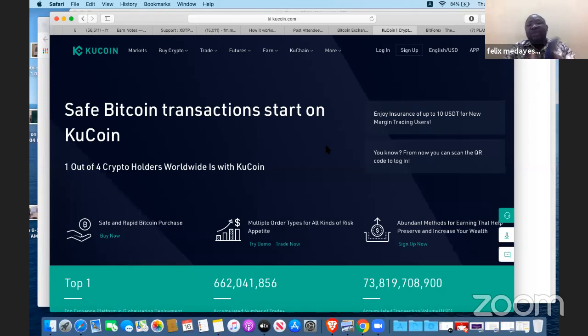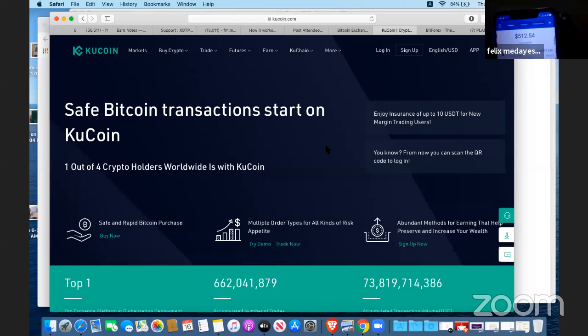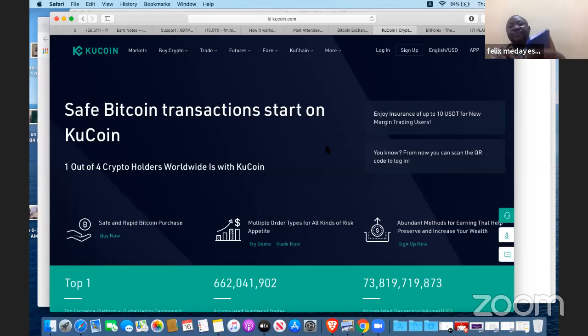But another thing you need to do, look at the other edge. You see a plus sign. You want to add another token that you cannot find there. So look at the plus sign. You tap on the plus sign.